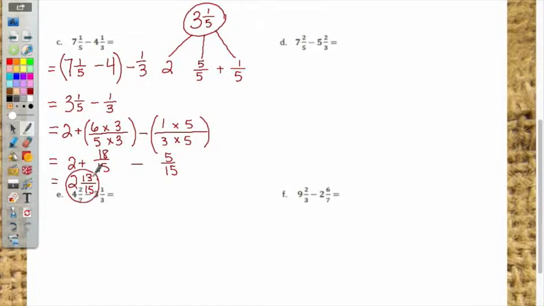Okay, going over to D. We'll use the same strategy. We'll decompose once we subtract our whole numbers. So start by subtracting whole numbers. 7 and 2/5 minus 5 and 2/3. Move the 2/3 outside the parentheses. Okay, 7 minus 5 is 2. So I have 2 and 2/5 minus 2/3.